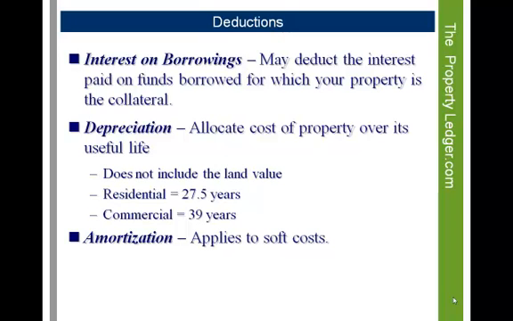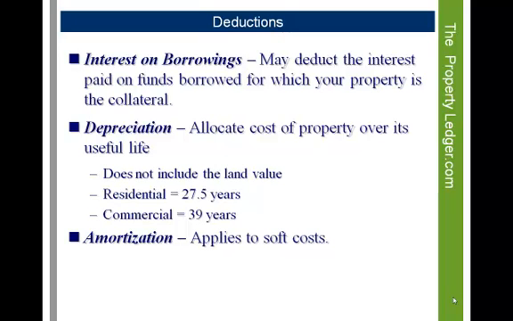That $80,000 then would be divided by 27 and a half years to produce the amount of depreciation that we could deduct each year from our net operating income, as a recognition that over time this asset will be losing its useful life, and we want to recognize that against the income that it's producing. For the commercial buildings, it's 39 years, but the same concept applies.